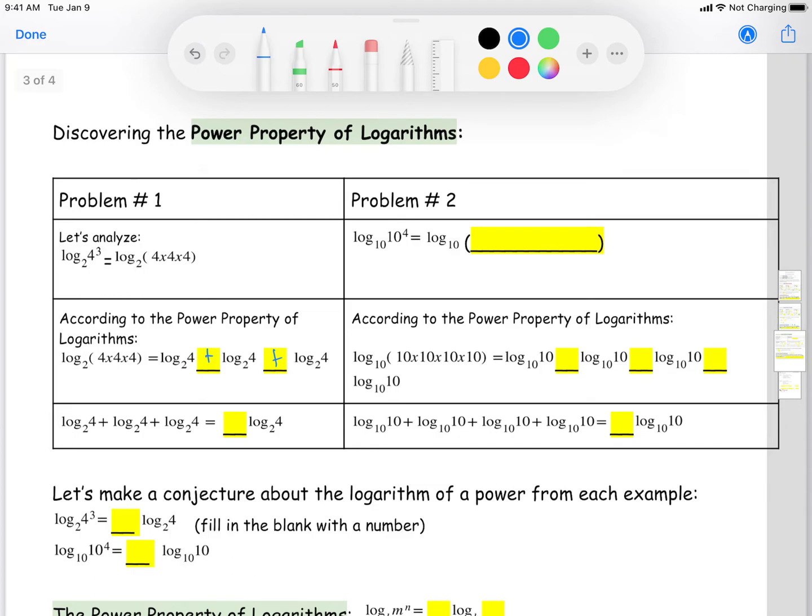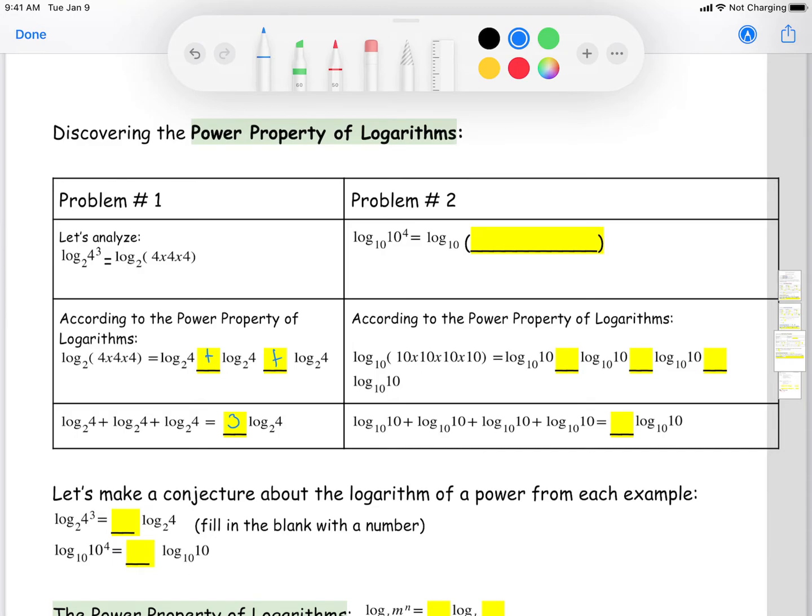Now, log base 2 of 4 plus log base 2 of 4 plus log base 2 of 4 is the same thing as if I do 2 plus 2 plus 2. It equals 3 times 2, because there's 3 sets of 2's added together. It works the exact same way. So this would be 3 times log base 2 of 4. Okay.